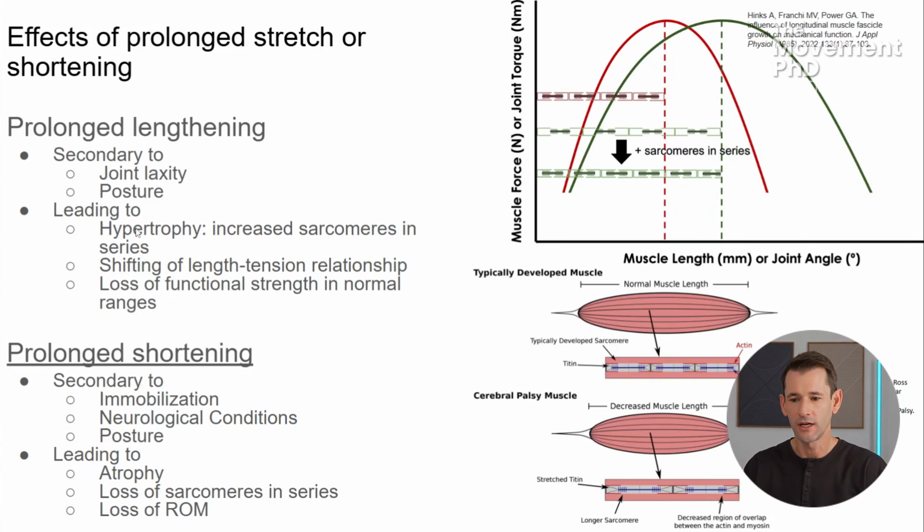So prolonged lengthening leads to hypertrophy in series, but that changes the length tension relationship of all of those sarcomeres, which means that muscle might not be able to function optimally in its normal ranges.